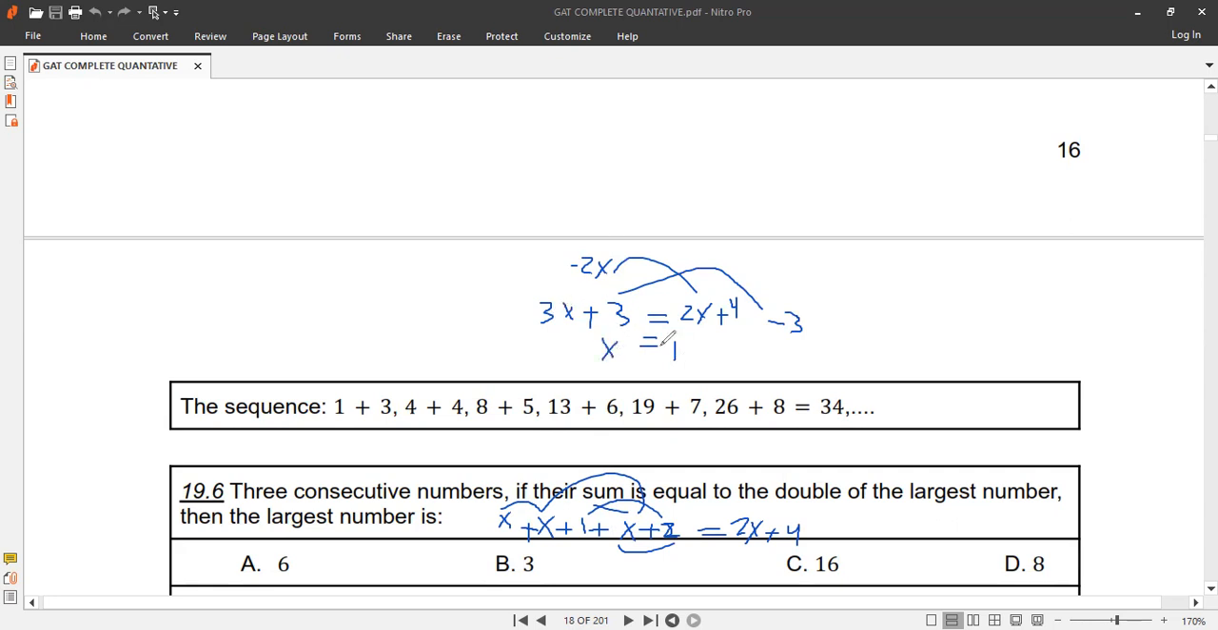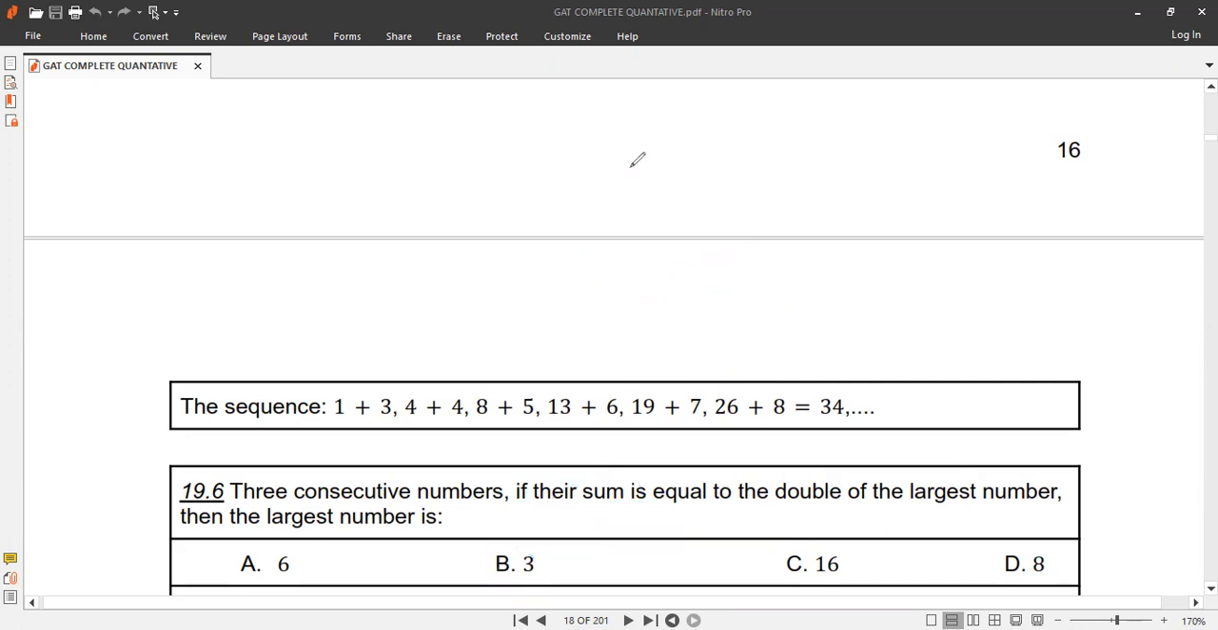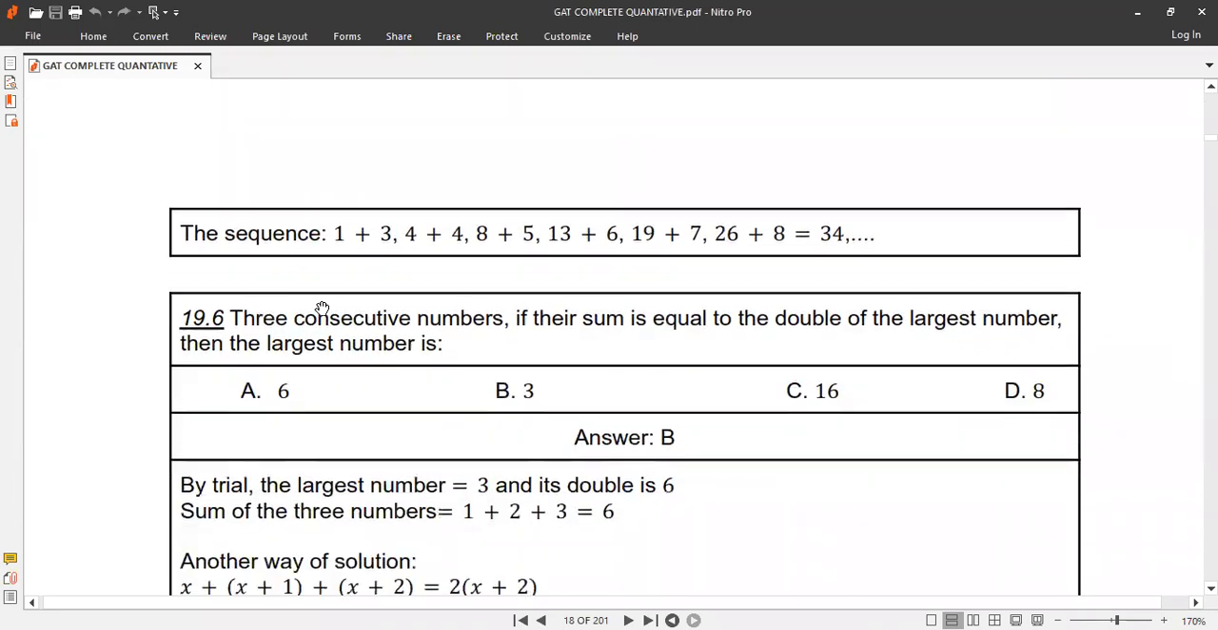So the first number is x. I'm sorry, guys. The first number is 1. The second number is 2. The third number, or the largest number, is 3. Let me make sure. 1 plus 2 plus 3 equals 6. If you double 3, it is 6. It's the same. So this is the best way, I think, to do these kinds of questions.